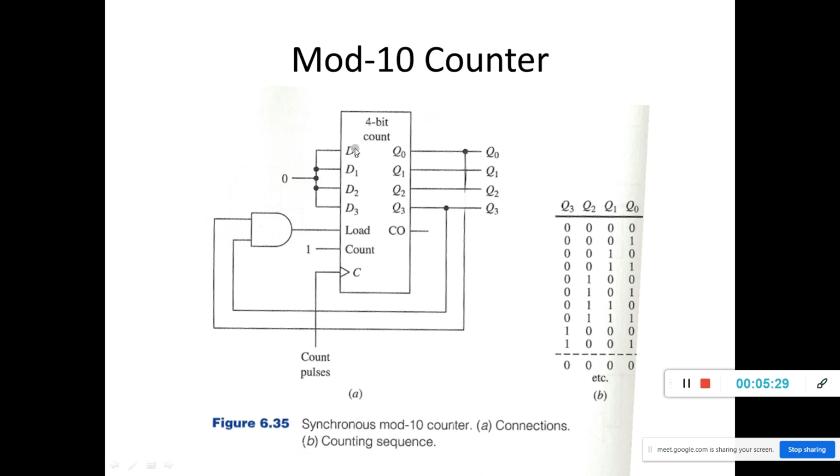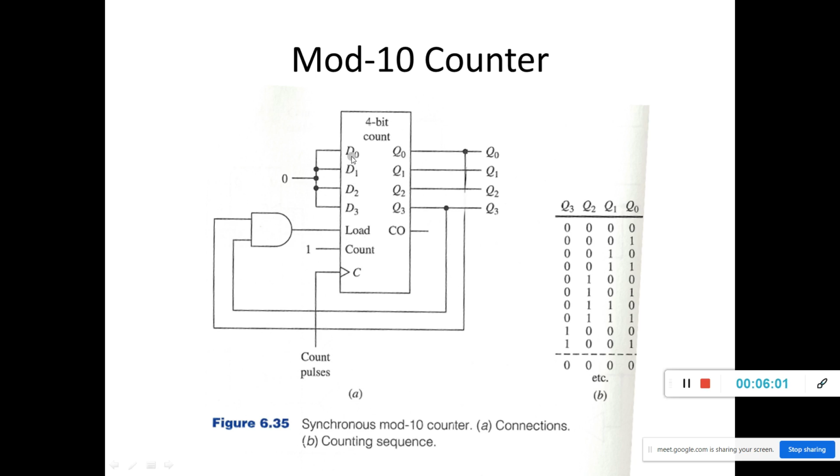But we have to do the modifications in such a way that it should count only 10 different states. How to count 10 states? Just take an AND gate. The 10th state is 1001, so Q3 and Q0 are 1. Take Q0, take Q3, and give them as inputs to the AND gate. It will detect once Q3 and Q0 are 1 and set the load signal to 1.